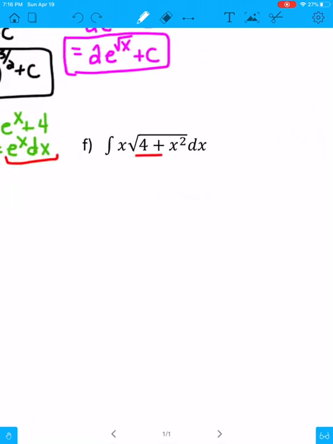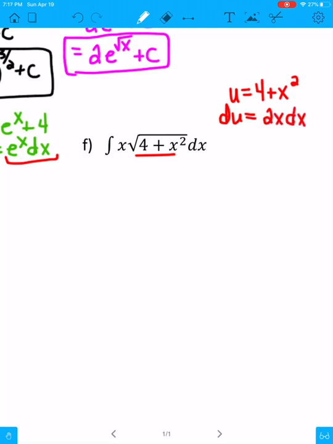What's the complicated part? The part that's underneath. So I'm going to get u equals 4 plus x squared. Then I take the derivative of that. The derivative of u is du. The derivative of 4 is nothing. The derivative of x squared is 2x dx.